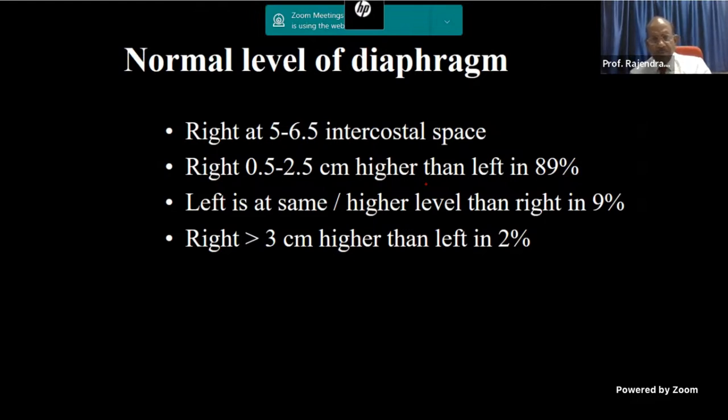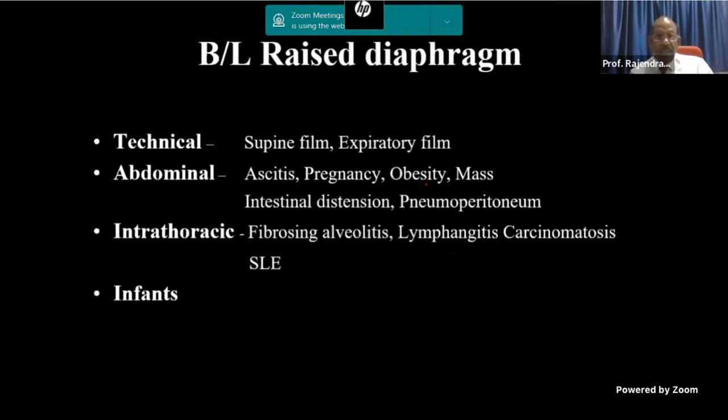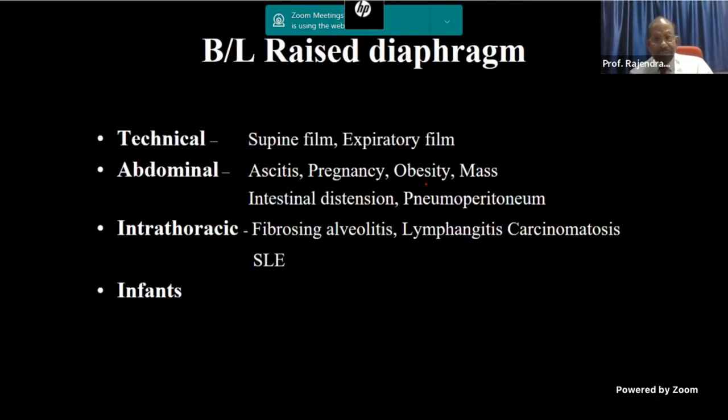The right may be higher, usually by one space, though sometimes there will be more difference, sometimes less. This can normally be found. And bilateral raised diaphragm, I always say, may be because of a technical reason, such as an expiratory film, and then abdominal causes.